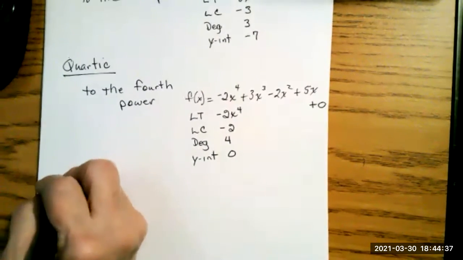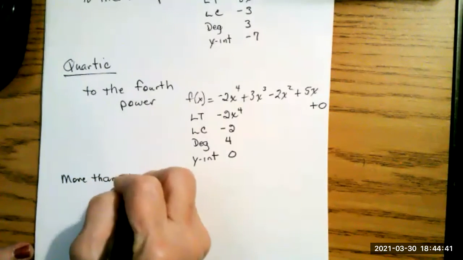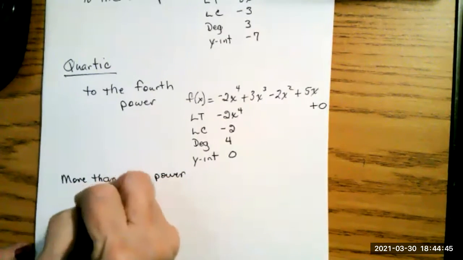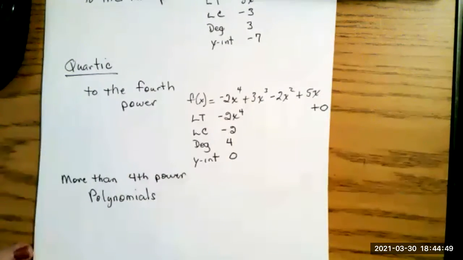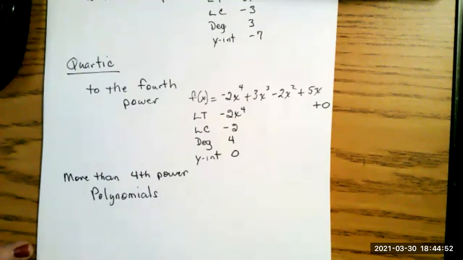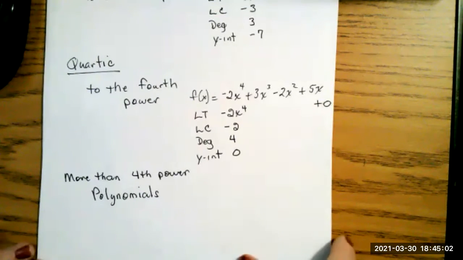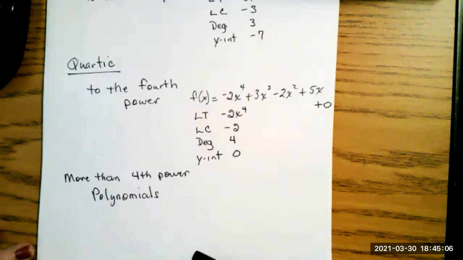Okay? More than fourth power are just called polynomials. So to the fifth power and the sixth power and the eighth power and the 11th power, those are just, they don't have special names. Well, they do, but they don't have special names for this course. They are called polynomials. Okay, anybody not finished with this?